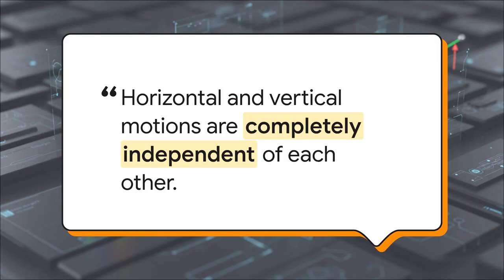And this right here is the main takeaway. The horizontal and vertical motions are completely independent. They literally don't care about each other. How fast the object is moving forward has zero impact on how fast it's falling. And how fast it's falling has zero impact on its forward speed. They're like two separate stories being told by the same object at the same time.